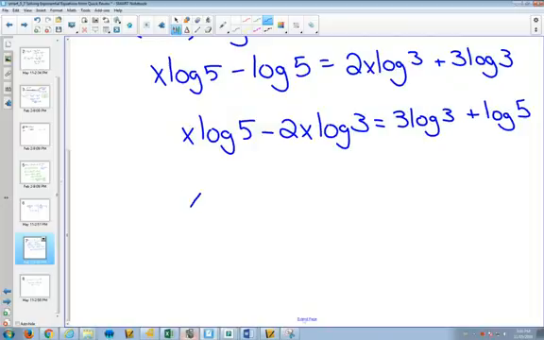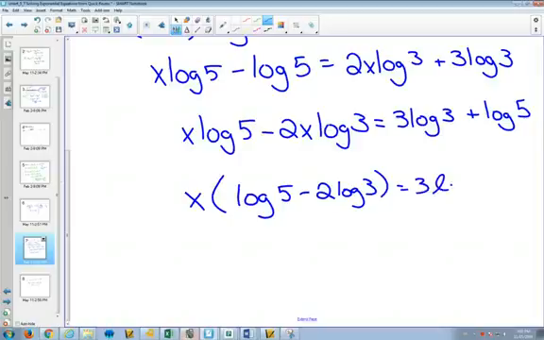I could factor out the x. That would leave me with log 5 minus 2 log 3. And I still have 3 log 3. You can see why I said it's nice to save a little bit of time and use natural logs. Look how many letters we would have saved already. 1, 2, 3, 4, 5, 6, 7, 8, 9, 10, 11, 12 letters already, just in this part.